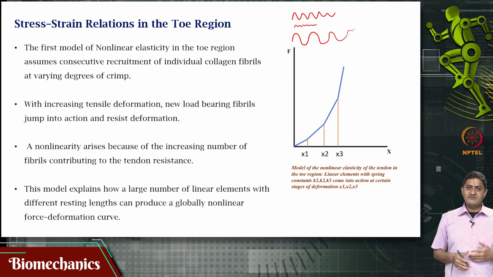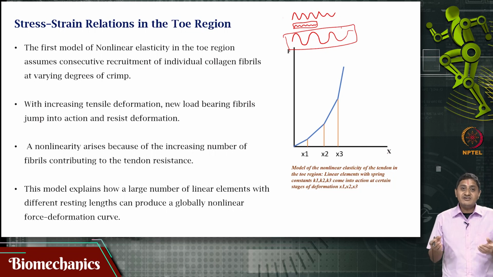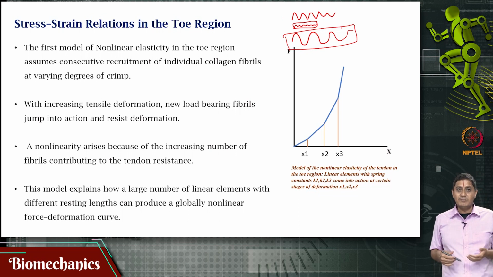So, at the level of microfibrils and at an even more macro level, you are going to have recruitment that happens at different resting lengths, because uncrimping is going to happen at different lengths, is it not? This one is going to have a different length at which it uncrimps compared with the third one, for example. So, as deformation increases, new load bearing fibrils are recruited and they jump into action and start resisting deformation.